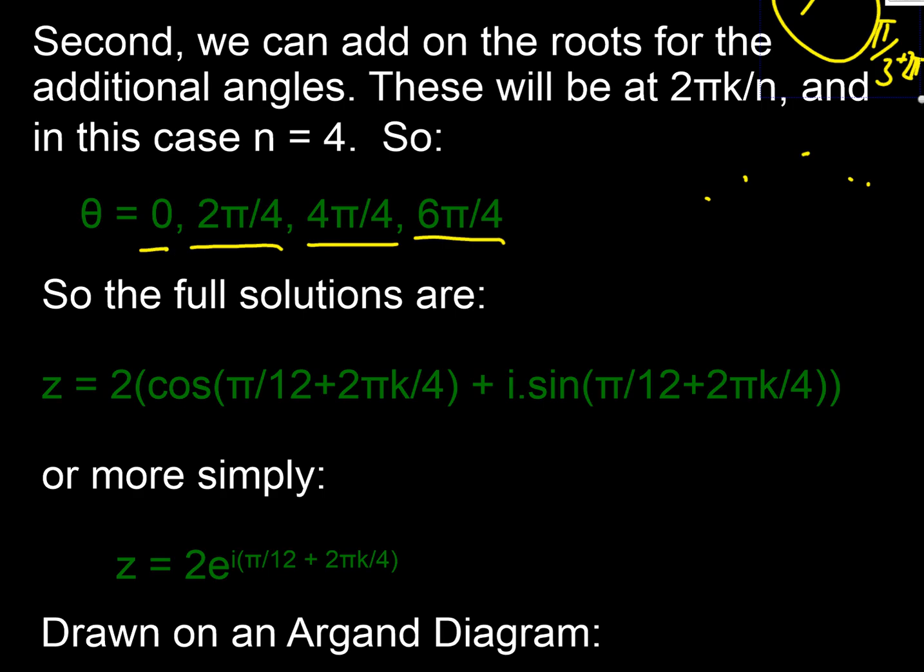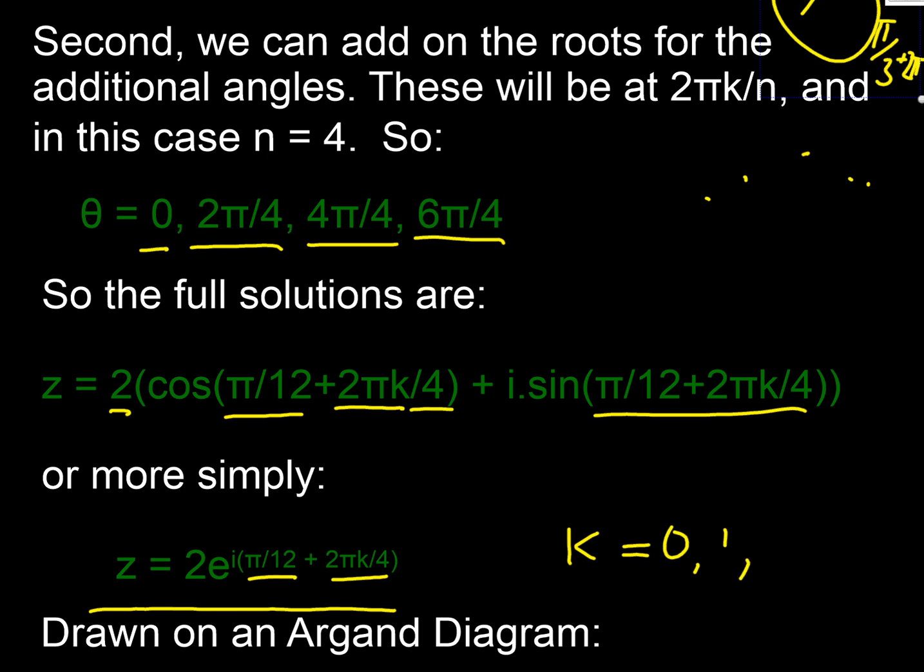So our new combined solution is our base solution, which is the 2 and the pi over 12 as being the angle, but we're also adding 2 pi k over 4, 2 pi k over n, yeah? Same for the cos and the sine. So if we wrote that in the e format, we get 2 times e to the power i pi over 12 plus 2 pi k over 4, and in this case we'd be looking at using k equals 0, 1, 2 and 3 for our principal values.